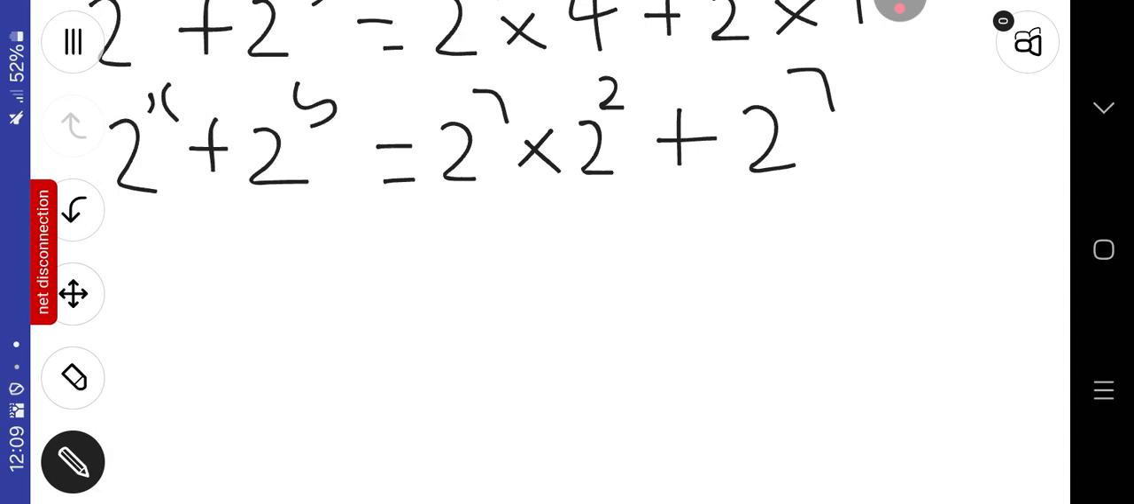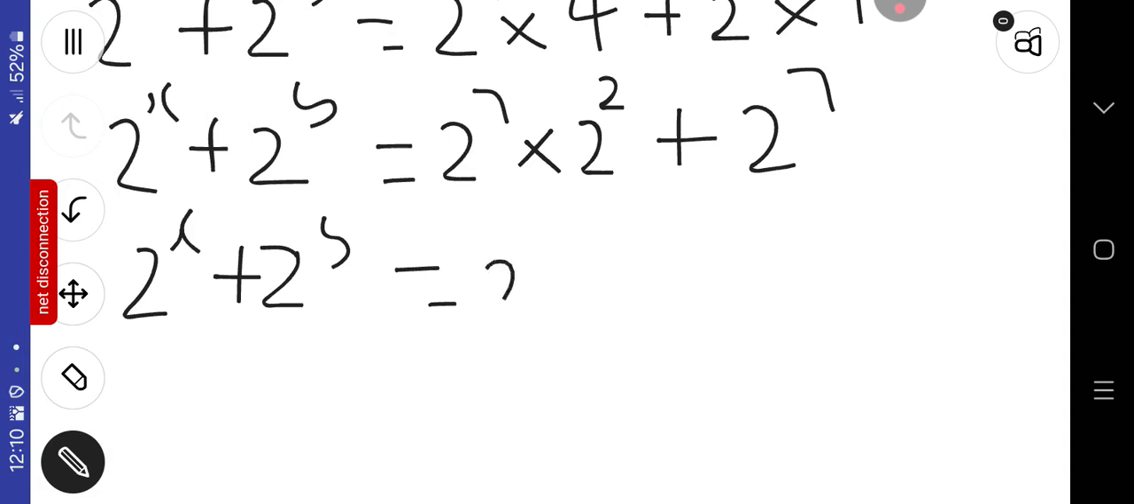Now we are going to have 2 exponent x plus 2 exponent y is equal to 2 exponent 7 times 2 exponent 2. You know in indices, when the bases are the same, we add the exponent. Here the bases are the same, you are having 2, so we are going to add the exponent. So you're going to have 2 exponent 9, and then here we have 2 exponent 7.